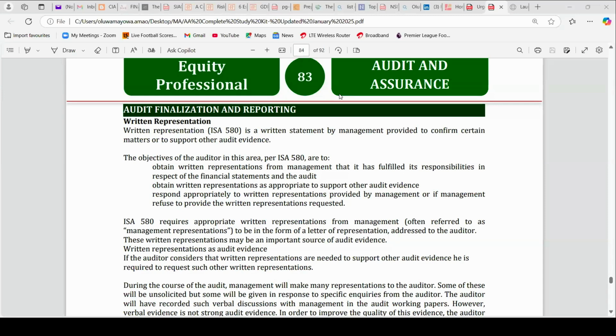And there are three main objectives of written representation. One, that there should be a written representation from management that management has fulfilled its responsibility when it comes to the financial statement and the audit. The second one is that written representation should be provided where appropriate for audit evidence.